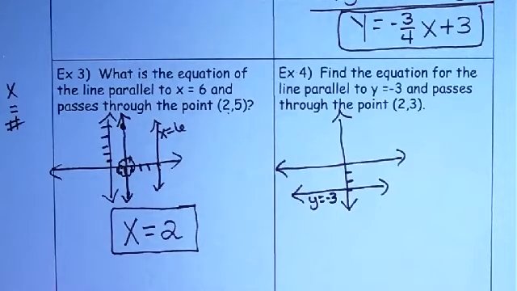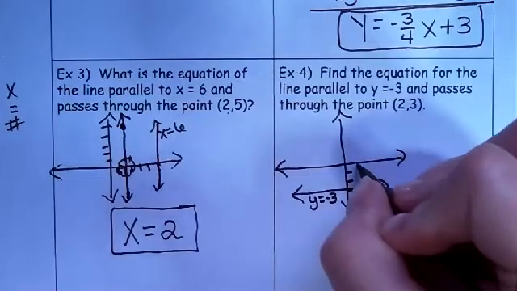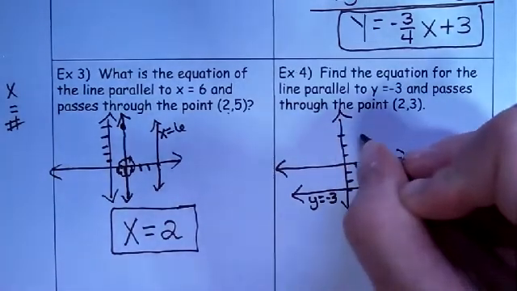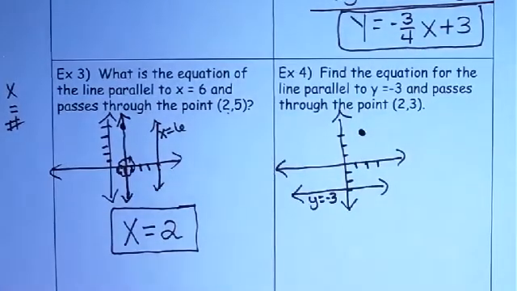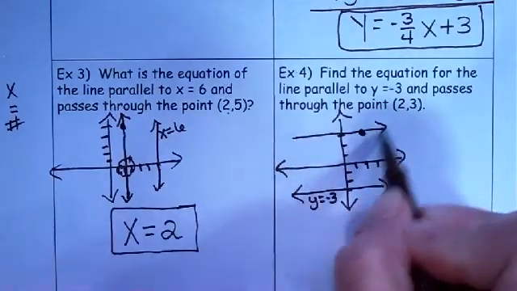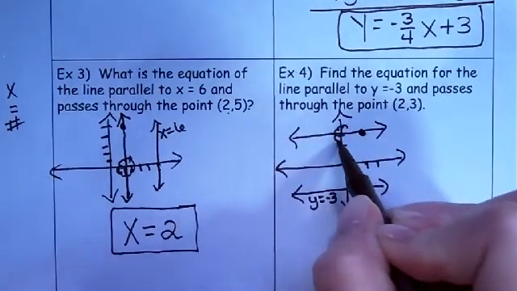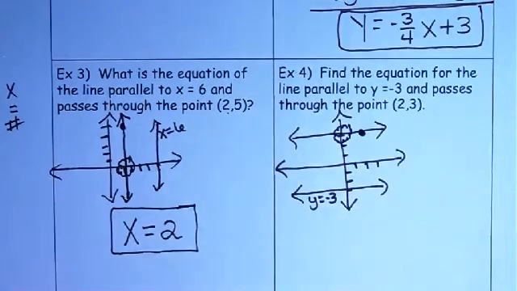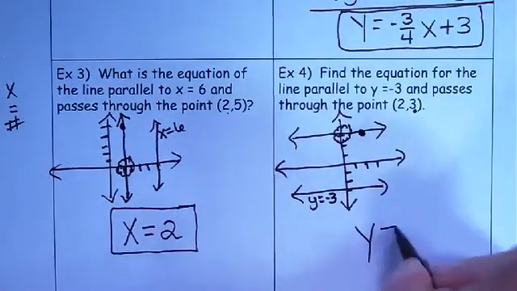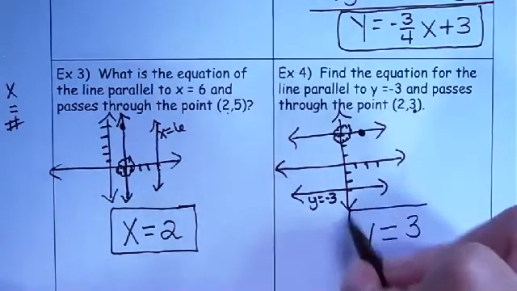Now, I want the line that's going to pass through 2, 3 and parallel to that. So if I find 2, 3 up here, 2, 3 right here. Now, if it is parallel to that, that means it's also got to be a horizontal line. And the equation for the horizontal line is the point where it crosses the y-axis, or we can say it's the y-coordinate of the given point right here. So it would be 3. So the equation for this one is y equals 3.